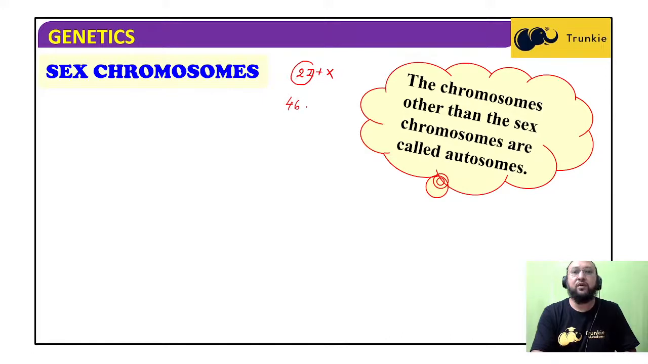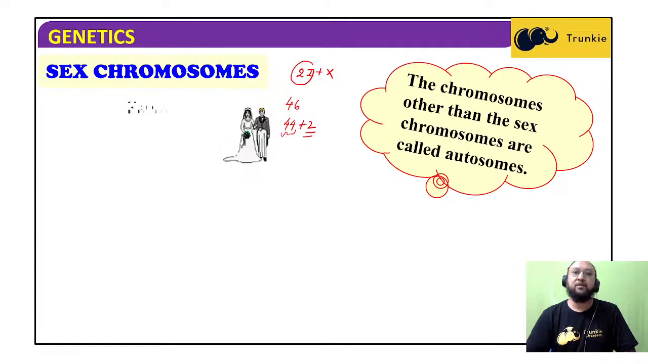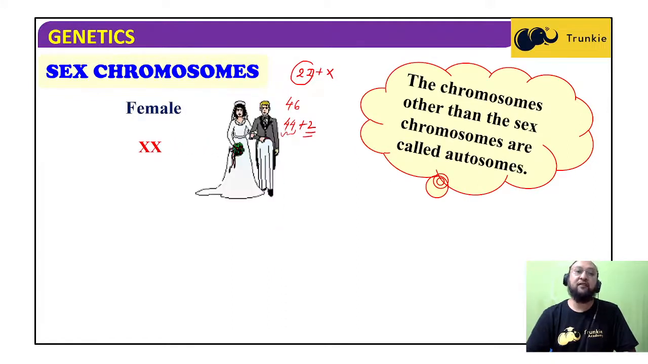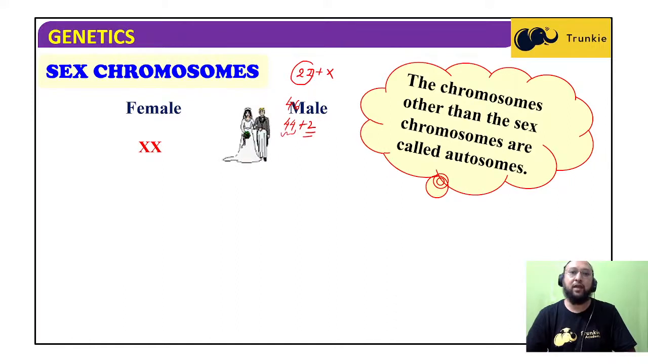Okay, so 44 plus 2. 44 will be the autosomes and 2 will be the sex chromosomes. So females have only the X chromosome in their gametes, so they are called homogametic. They produce only one kind of gamete.